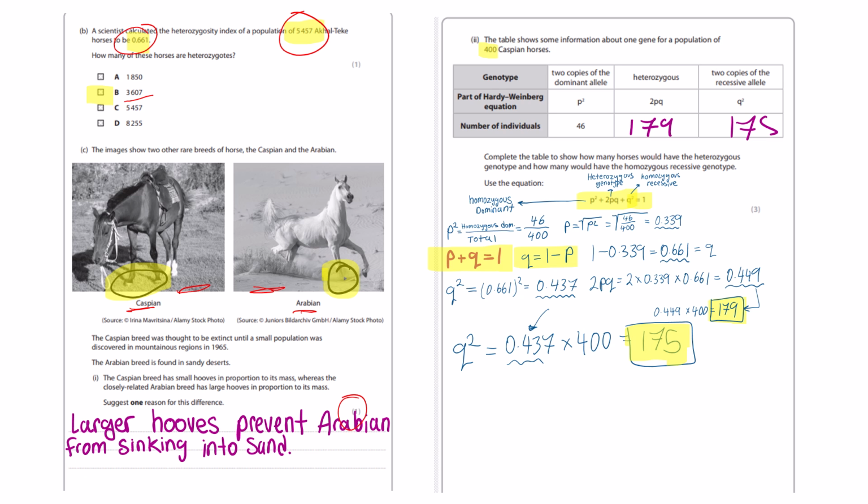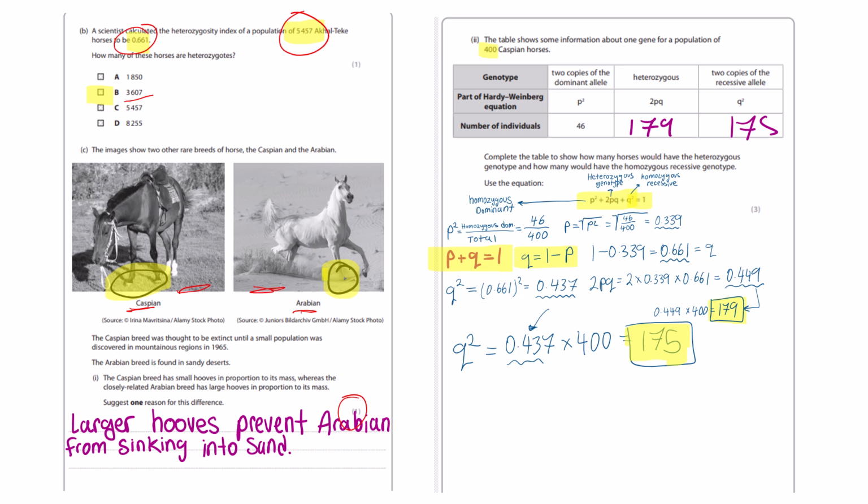The table shows some information about one gene for a population of 400 Caspian horses. Complete the table to show how many horses would have the heterozygous genotype and how many would have the homozygous recessive genotype. So we have this equation, p squared plus 2pq plus q squared equals 1. I labeled what p squared represents, which is the homozygous dominant, 2pq heterozygous genotype, q squared homozygous recessive.